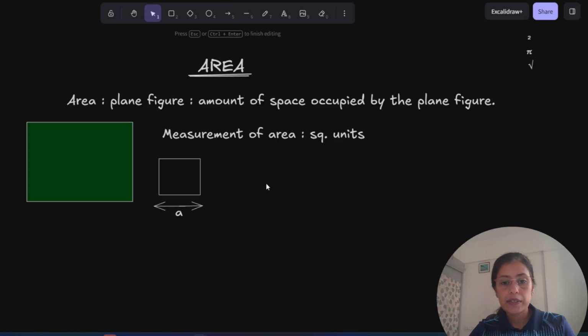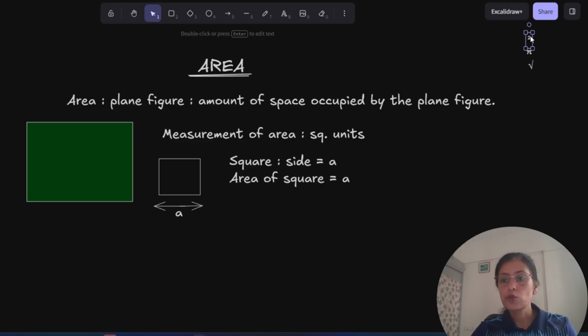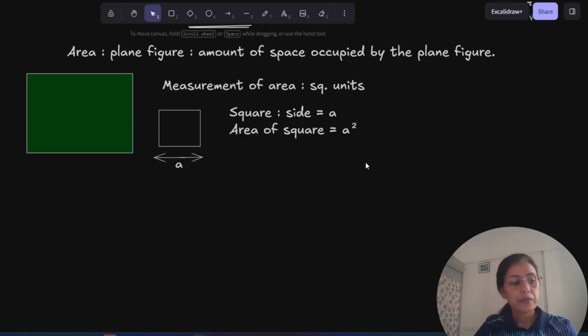And this is A, right? So this is a square. Side is A. Then what will be the area of the square? A square. Right? So this is something which you have learned in your lower grades as well.